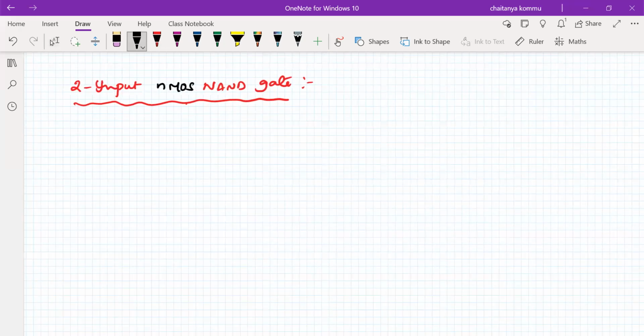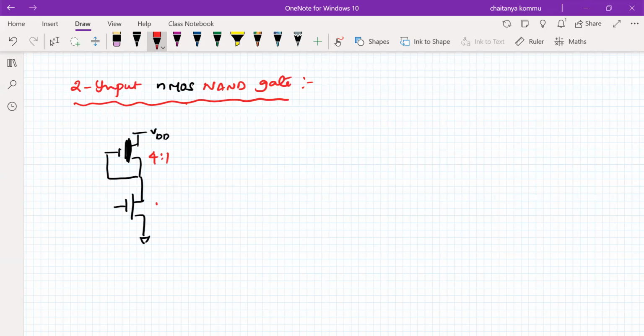So far, we have seen a simple NMOS inverter. So what is the dimension that we found previously? What are the dimensions of this pull-up network? We found 4:1 compared to that of this one. Now what happens if the circuit is something like this, a NAND structure?